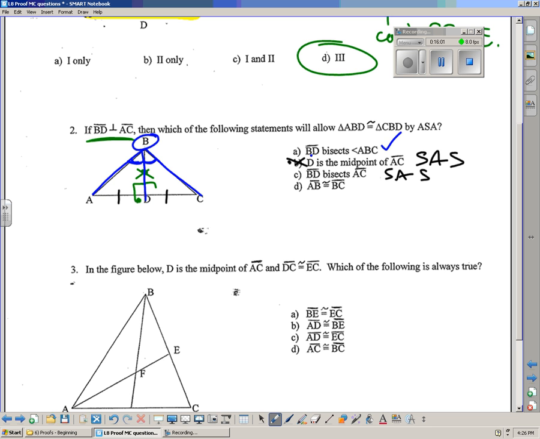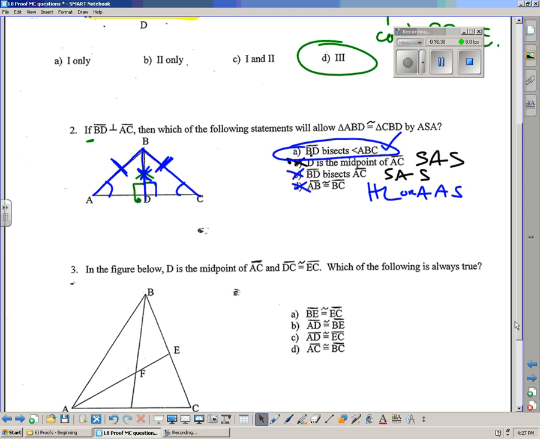And if AB was congruent to BC, so I'm going to get rid of the blue for a moment. If AB was congruent to BC, you would actually here have not ASA, but HL, the hypotenuse being AB and BC, and the leg being shared at BD. This would be HL. Or you can get more creative and see the isosceles triangle. That would give you angle, angle, side, but not angle, side, angle. So these three choices don't work. A is the only one that works. That's the answer.